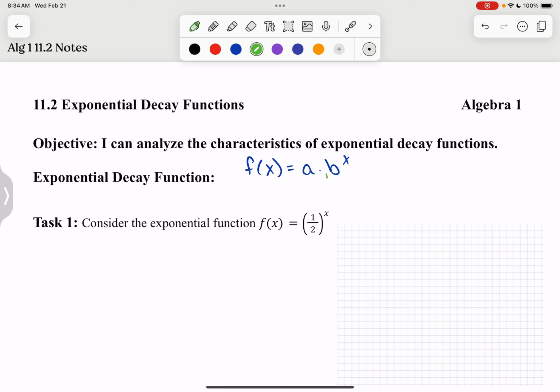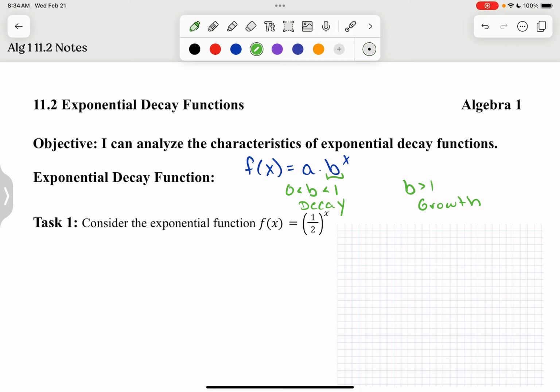In a growth, basically we look at that base, that b. If that b is greater than 1, it's going to be a growth. If b is less than 1, but also greater than 0, it's going to be a decay. Because we're multiplying a fraction or part of a number a certain amount of times. Because remember, an exponential function is a multiply function. You multiply by the same thing each time.